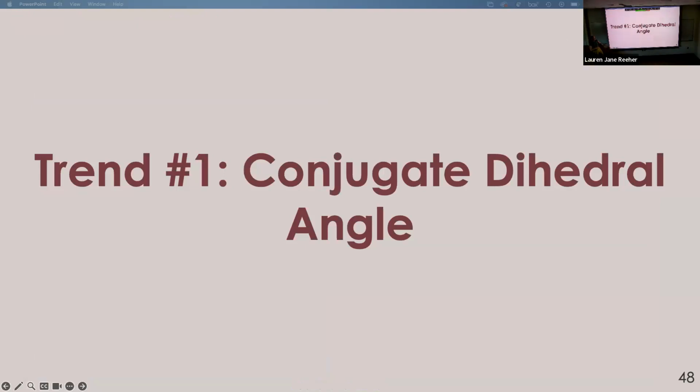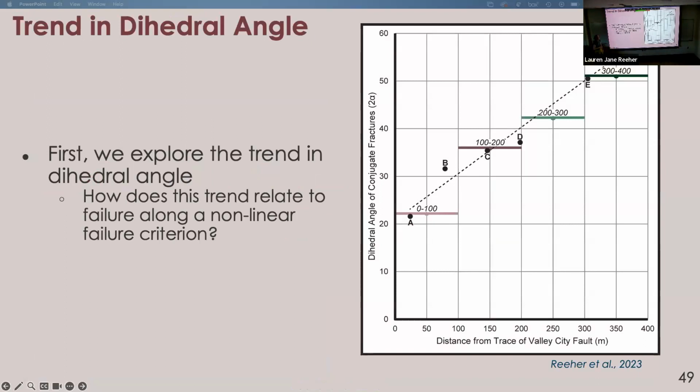So first we'll discuss the change in conjugate dihedral angle. We want to think about whether or not this change in dihedral angle relates to a nonlinear failure criteria and potentially has implications for differential stress magnitude within that 400-meter distance from the salt itself.